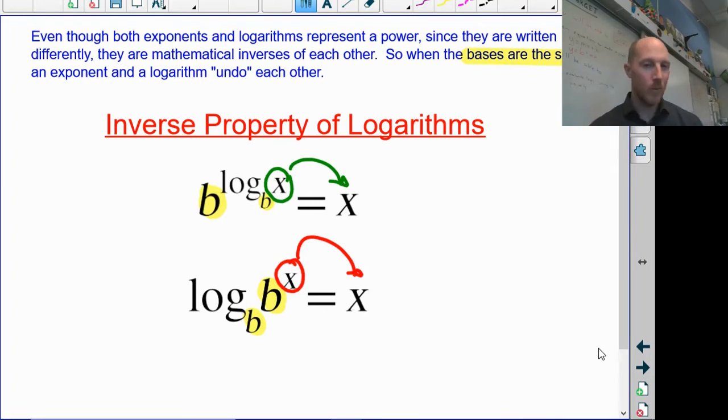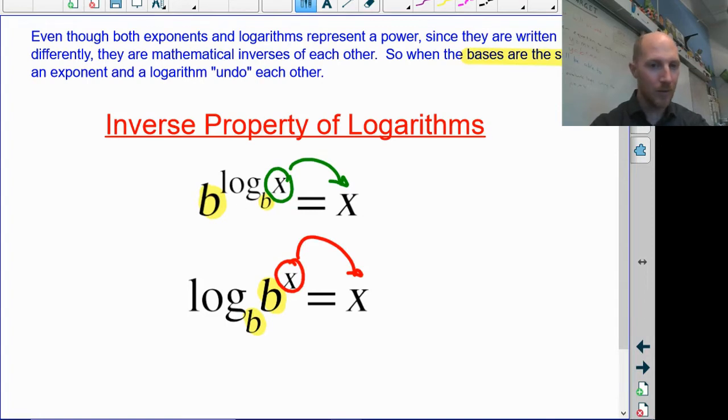Exponents and logs. One does, one undoes. As long as the base of the exponent and the base of the log are the same, then these two statements are both true. This is what the inverse property of logarithms looks like, whether you start with an exponent on the top or whether you start from log form on the bottom.